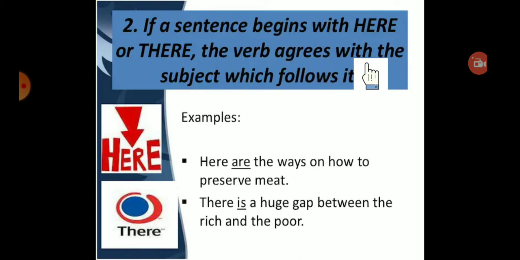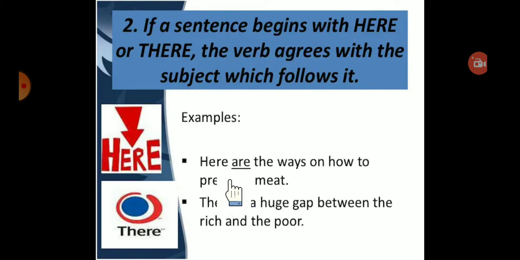Okay, the verb agrees with the subject which follows it. For example, here the sentence begins: Here are the ways on how to preserve meat. Here are the ways on how to preserve the thing. Another: There is a huge gap between the rich and the poor. There is a huge gap in between the rich and the poor.